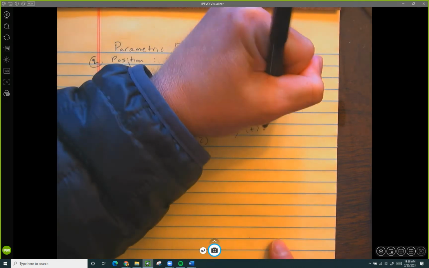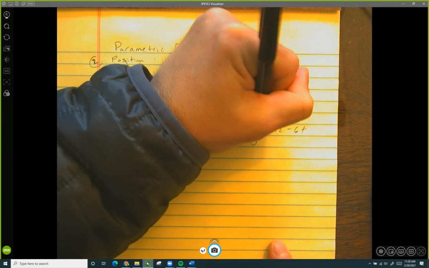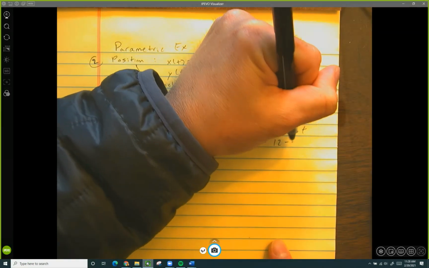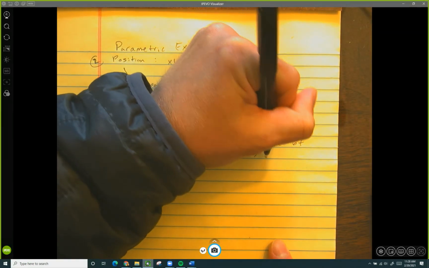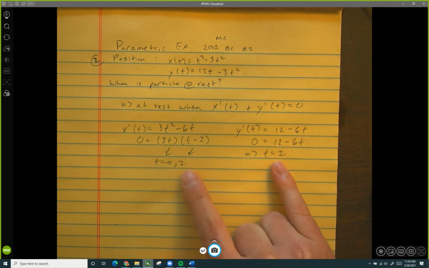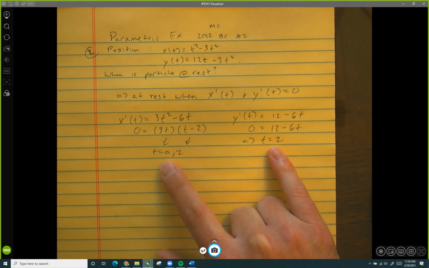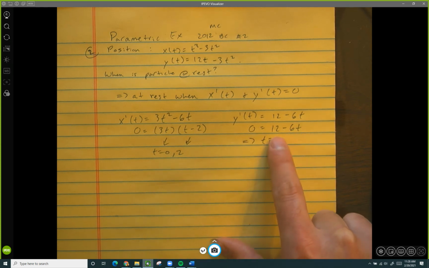y prime of t equals 12 minus 6t. When does that equal 0? That equals 0 when t equals 2, right? Because you need this to equal 12 for 12 minus 12 to be 0. So it's at rest at t equals 2, not t equals 0, because when t equals 0, it's not moving left or right, but it is moving straight up and down. When you plug in t equals 0, you get a vertical velocity of 12.